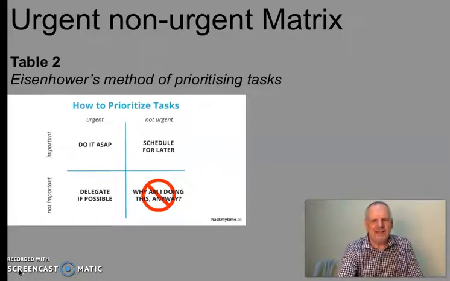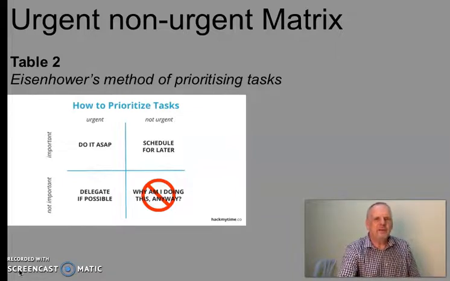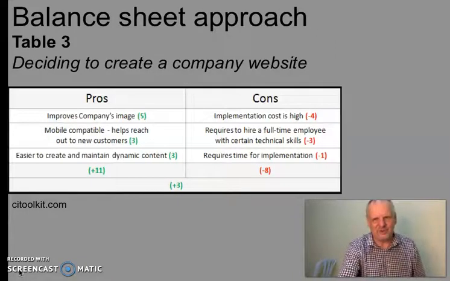And then finally, we have things that are urgent and are important. So these ones you have to do right away. So this is a time management tool to help you with decision making, how to prioritize your decisions.